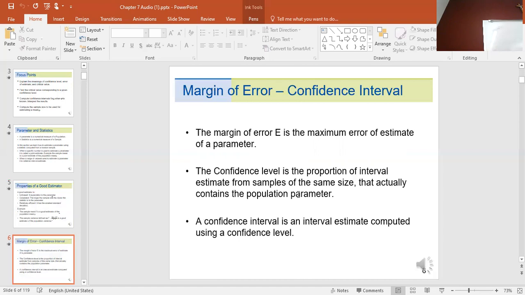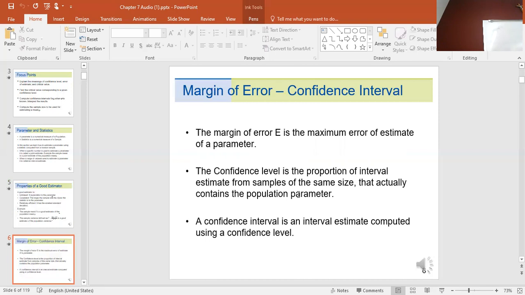So we want to be useful by making estimates that are as small as possible. The range between 10 and 40 is a 30-year range. That estimation is not useful. So in this 30-year range, because the distribution is approximately normal, the margin of error is 15. So the margin of error is the maximum error of estimate. We can use it to determine how wrong we could go when we are making our estimates. So the margin of error E is the maximum error of estimate of a parameter.